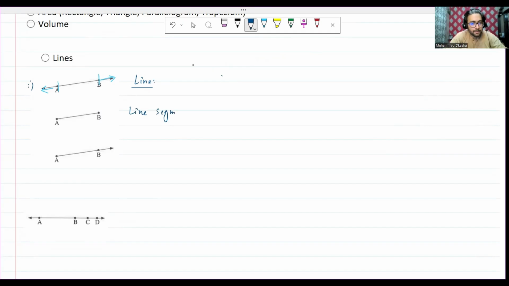Okay, I hope you understand the difference. A line is something that goes infinitely in both directions. It just keeps on going on and on in both directions. It's infinite on both sides, while a line segment is finite from both sides.